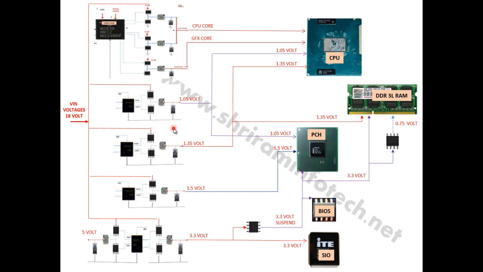So these different pulse width modulators generate different voltages, and they go to the particular chips on the motherboard. Have you seen how this section works? In the next diagram we'll see how the next section works.